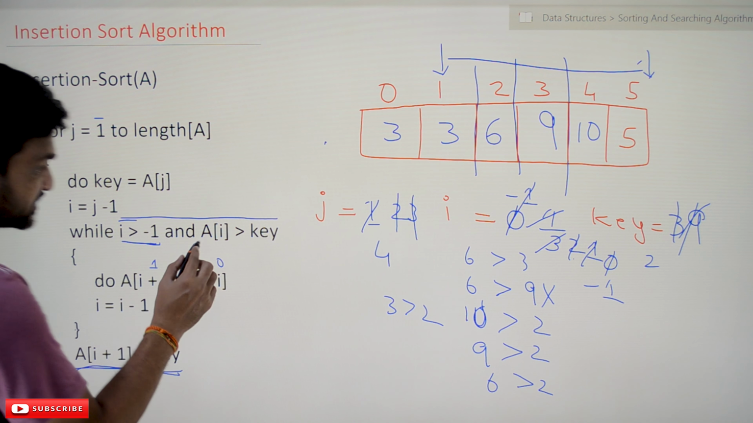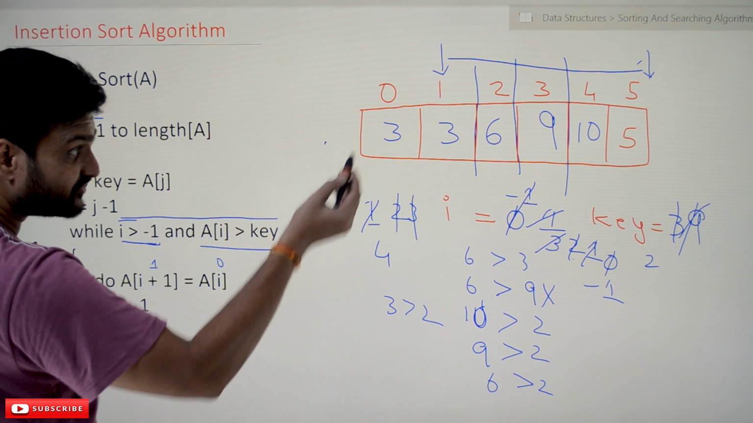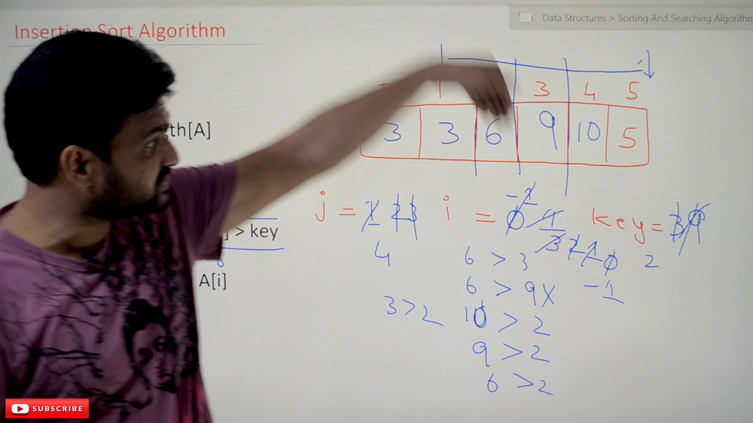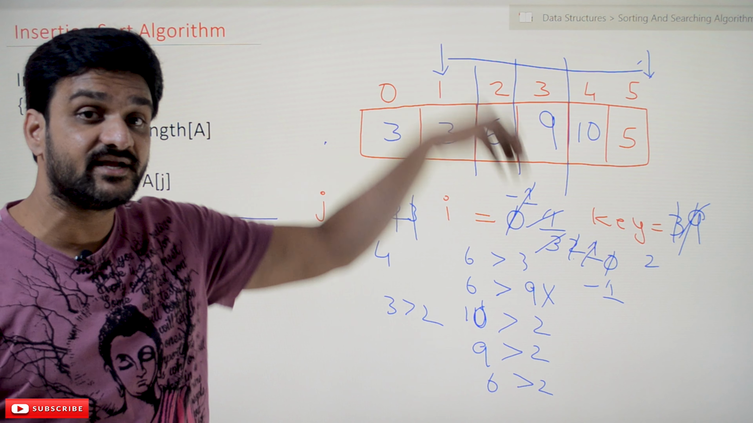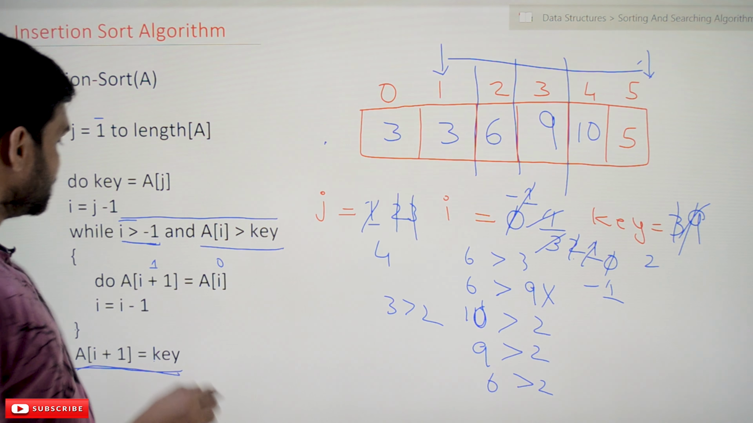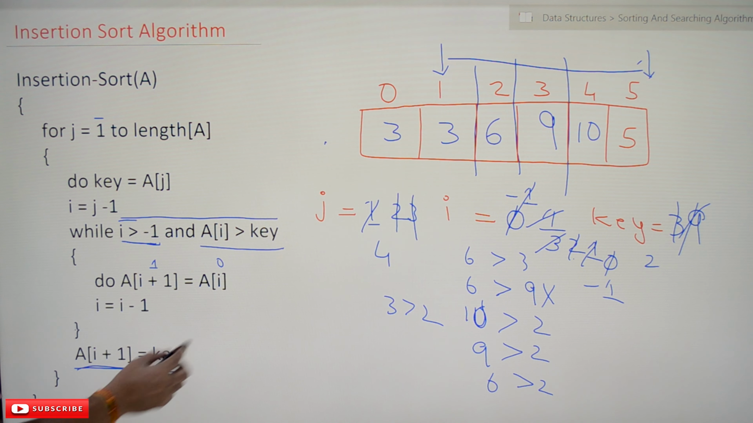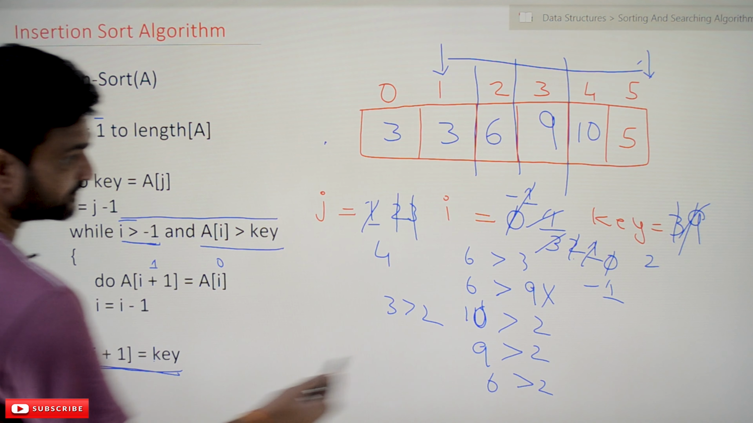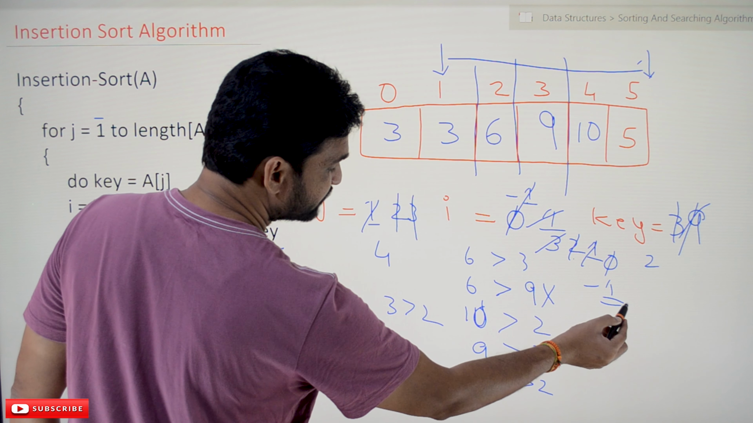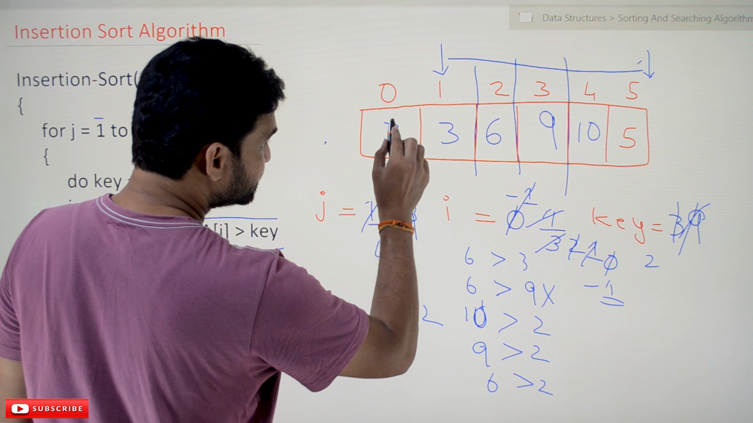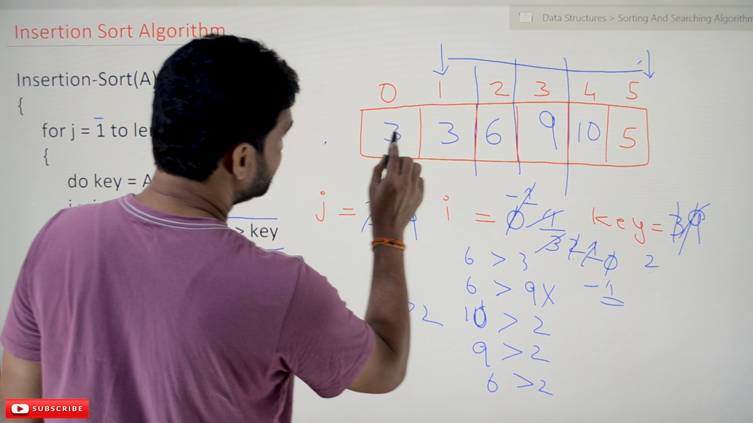Okay, and if this condition fails, this is where the element has to be inserted. The element will get inserted in between. Now this one has failed. A of I plus 1 is equal to key. A of I plus 1 means minus 1 plus 1, which is 0. So this is the position where the key has to be inserted.